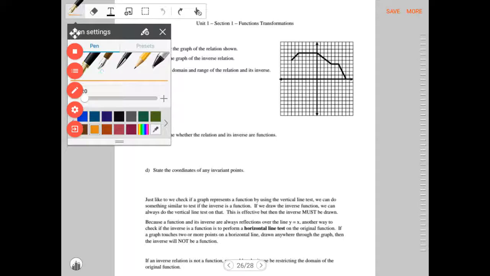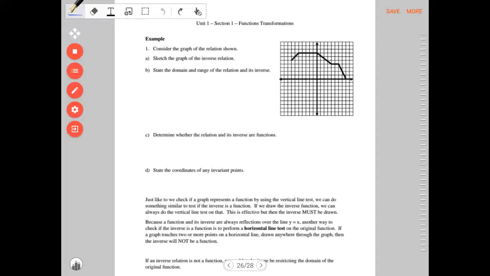I'm going to go back to my blue pen because it shows up fairly nicely. Remember, all an inverse is, is a reflection over the line y equals x, and I'll show you that in a minute. But what we do is take each individual point and switch the x and y coordinates. So if we look at this point right on the end, that is negative 7, positive 5. To take the inverse, we just switch the x and y coordinates, so it's going to be 5, negative 7.